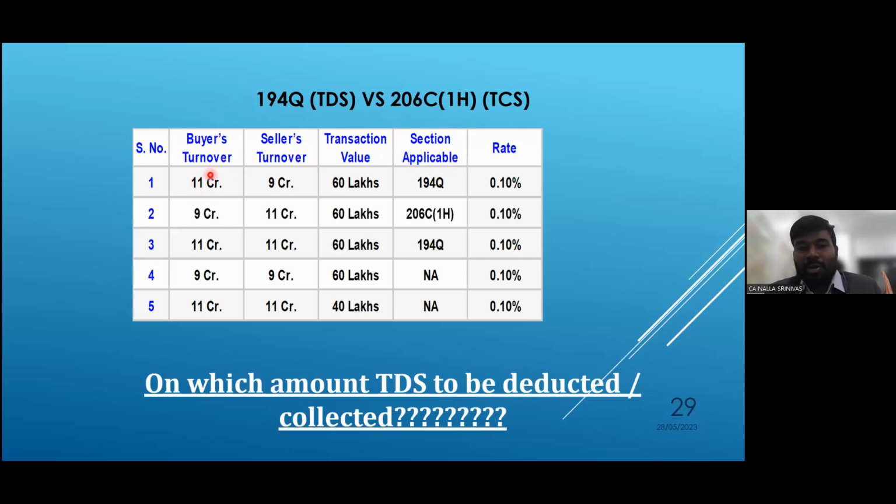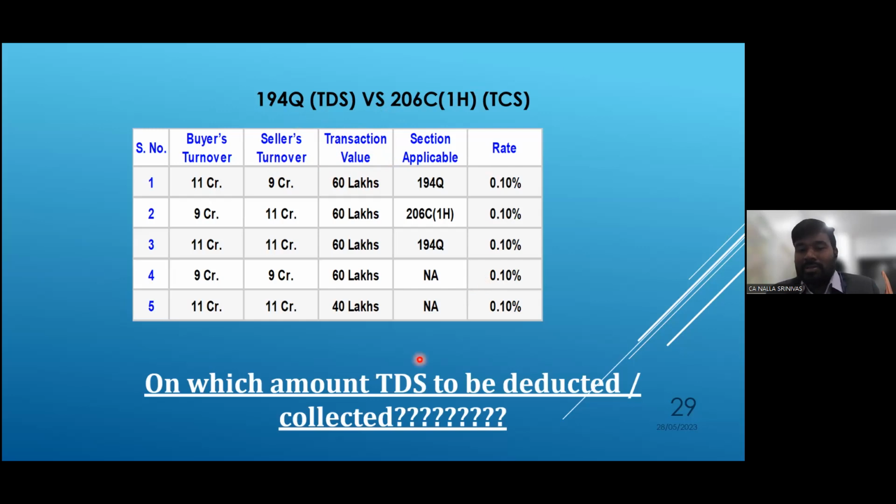So this is the buyer's turnover, the seller's turnover, transaction value, applicable section. This is based on the turnover of the buyer or the seller of the previous financial year. If the buyer's turnover is more than 10 crores, then 194Q is applicable. If the seller's turnover is more than 10 crores, then 206C is applicable. If both turnovers are more than 10 crores, then 194Q is applicable. After the first condition of turnover, the second condition is transaction value. After turnover is more than 10 crores, if the transaction value is more than 50 lakhs, then only 194Q or 206C is applicable.